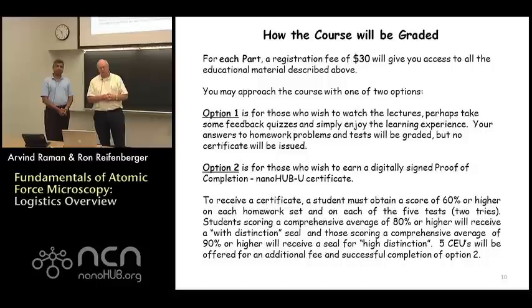Those of you that receive a comprehensive average, that means 80% of the total points available. If you're successful in earning 80% or higher of those points, your certificate will read with distinction, and it's also possible that some of you will really put in a lot of effort into the course. You'll actually have an average greater than 90%, and in that case, your certificate will read with high distinction.